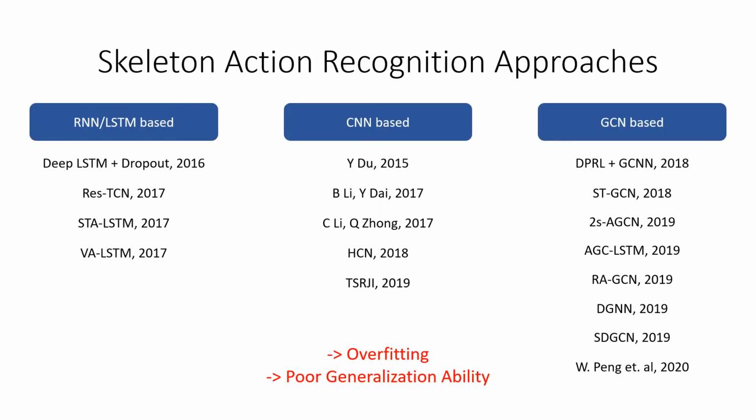A variety of approaches exist for skeleton action recognition. Unsurprisingly, recent approaches use deep neural networks for this task. They also managed to attain exceptional results on the NTU120 dataset. However, a major issue with these approaches is that they are prone to overfitting and also fail to generalize on classes outside the training set.